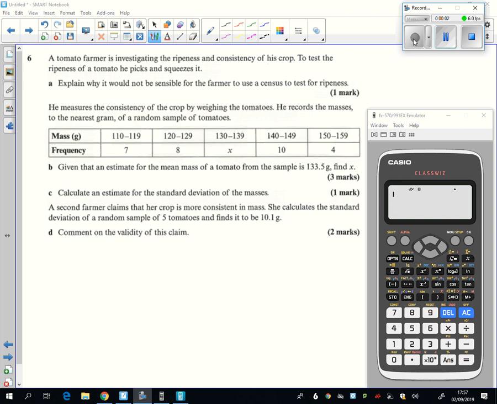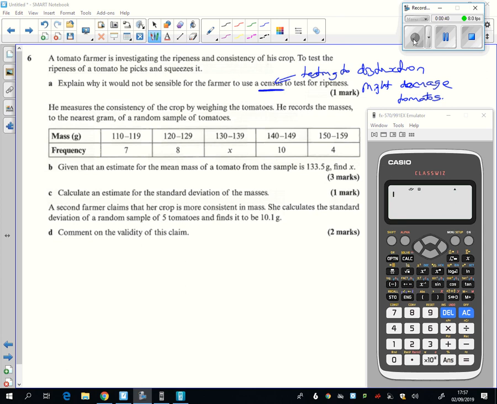Question 6, the longest one of this first section, and the tomato farmer is squeezing all of his tomatoes to test them. Well, we don't want him to squeeze every single one of them because then he might put his thumb in all of them. So this is called, of course, testing to destruction. Not quite destruction here, but he might damage his tomatoes. So I wouldn't advise him to test every single one. Maybe just one per box or something like that.